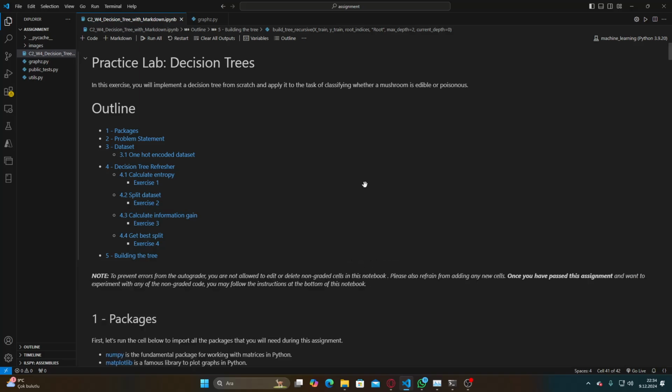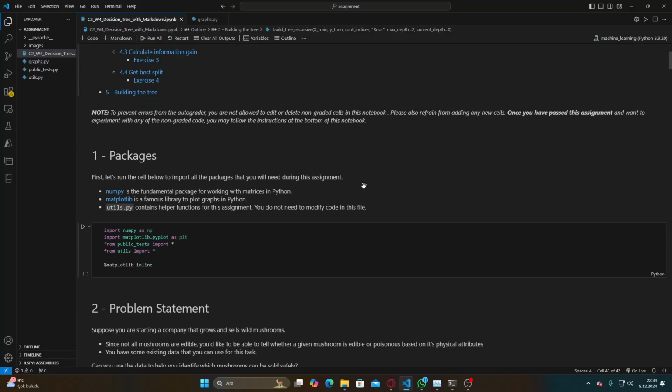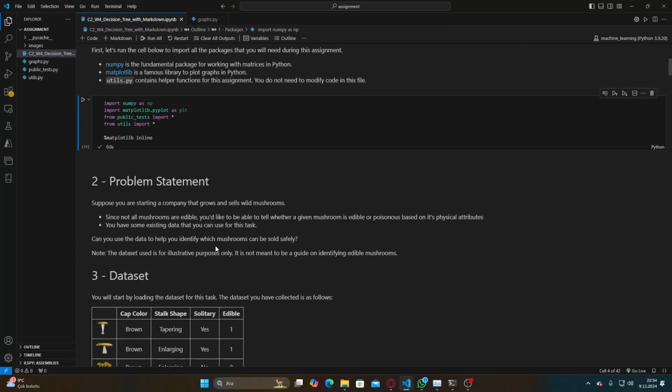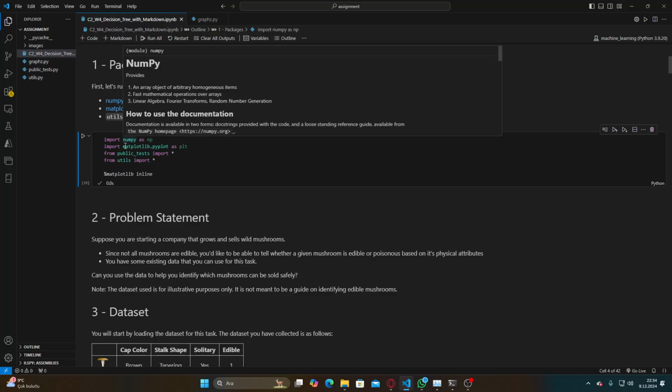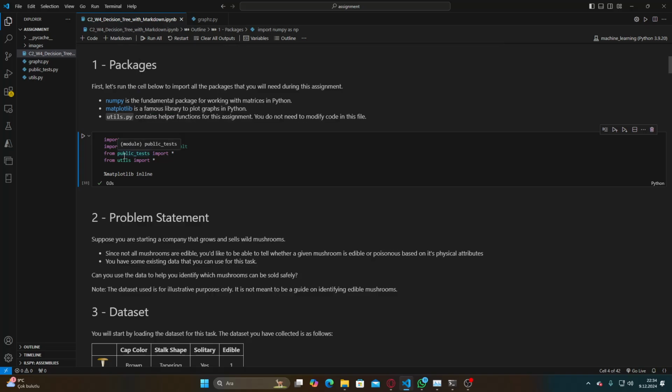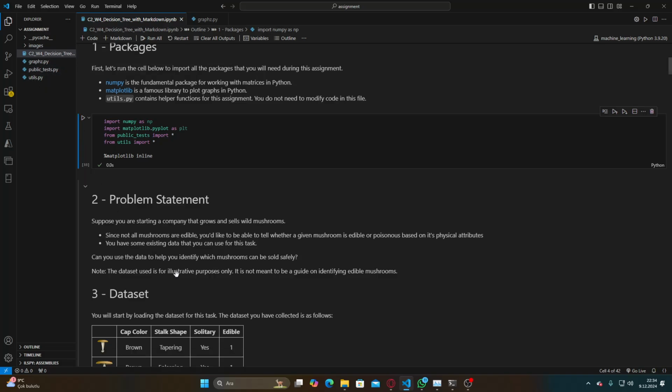And in this practice lab, we are doing decision trees. First of all, we are importing packages. We imported NumPy, matplotlib, public test, which is in here, and utils, which is in here.